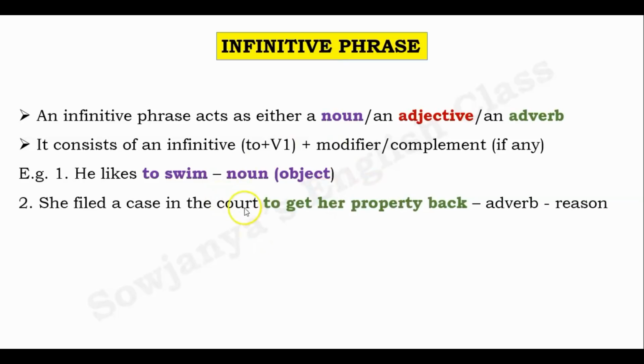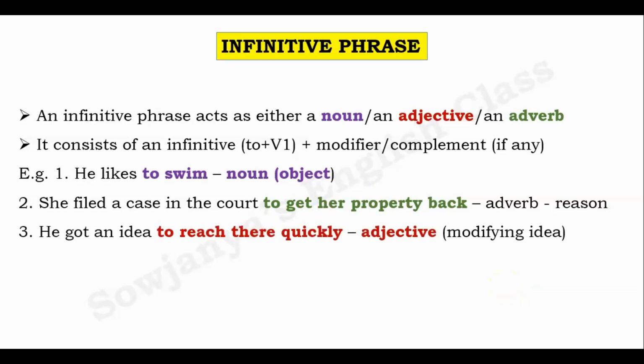She filed a case in the court to get her property back. What for? To get her property back. Adverb of reason over here, to plus get. He got an idea to reach there quickly. What sort of idea did he get? To reach there quickly. So here it is an adjective modifying the noun idea.